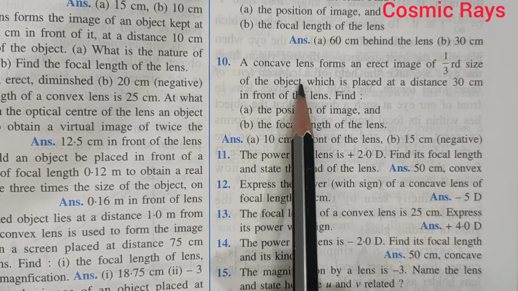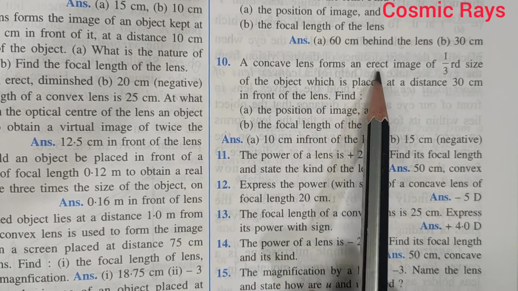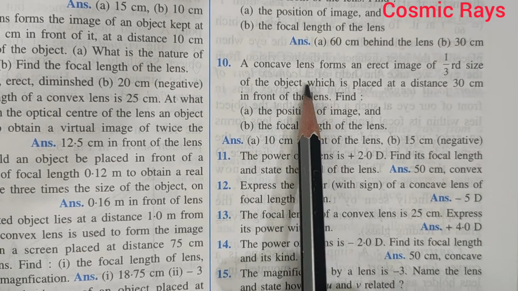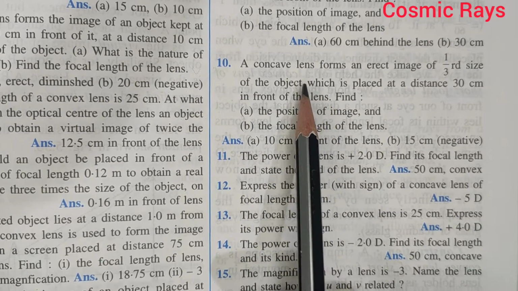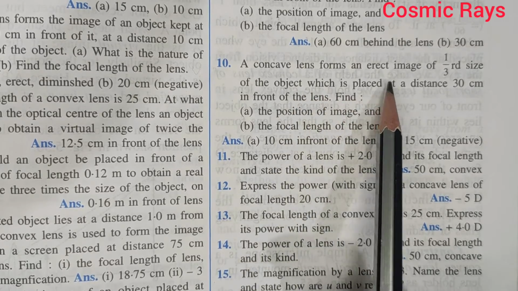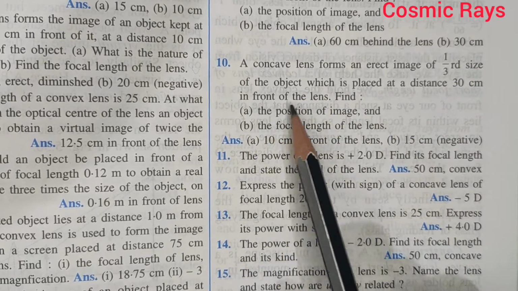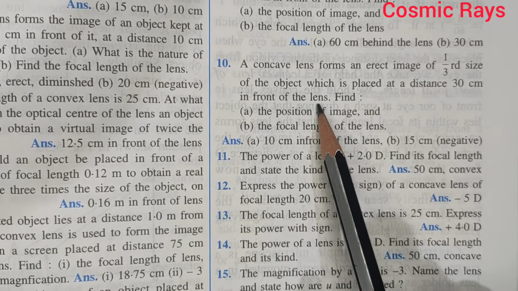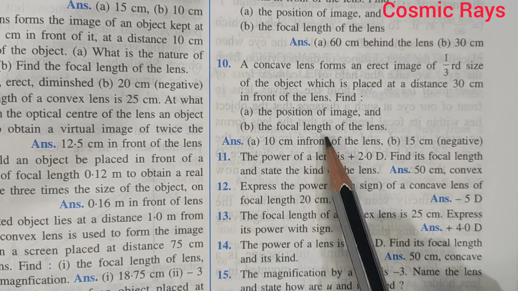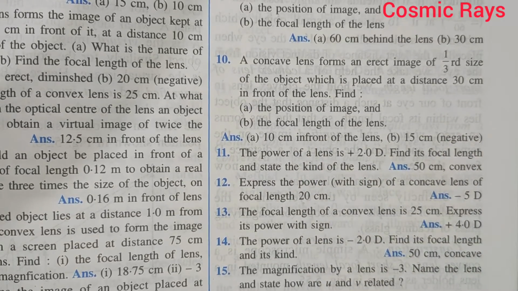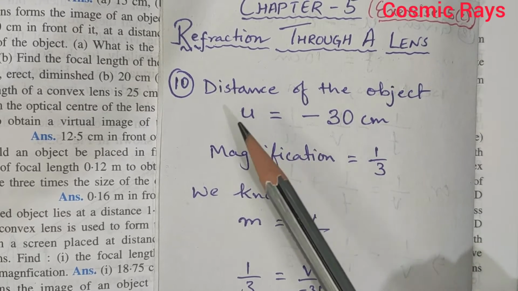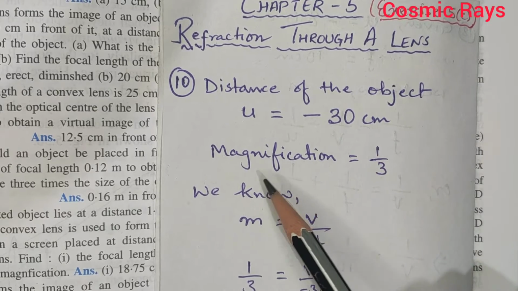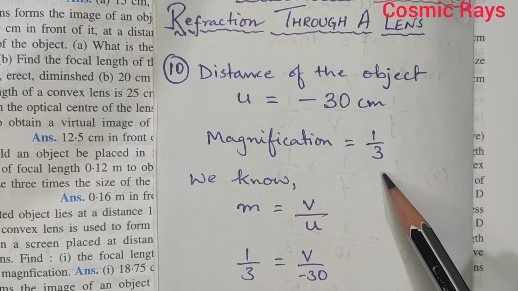It says a concave lens forms an erect image of 1/3 size of the object. That means the image reduces in size, and the object is placed at a distance of 30 centimeter in front of the lens. That means u is equal to minus 30 centimeter. We have to find the position and the focal length of the lens. So here I have written the given things, that is distance of the object u is equal to minus 30 centimeter and magnification is 1/3.